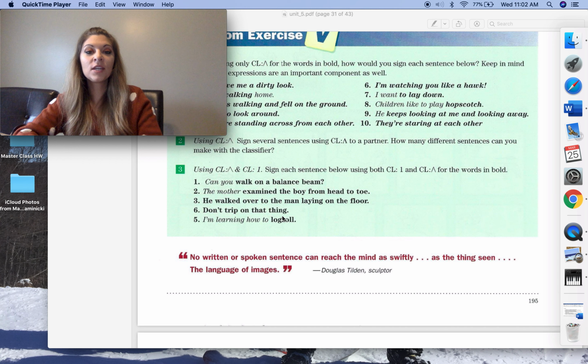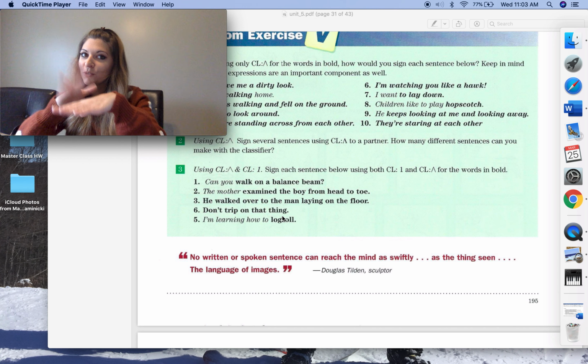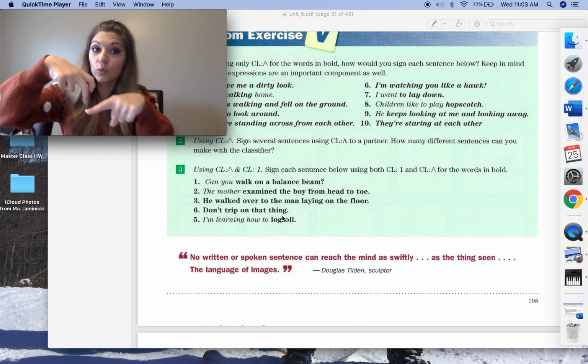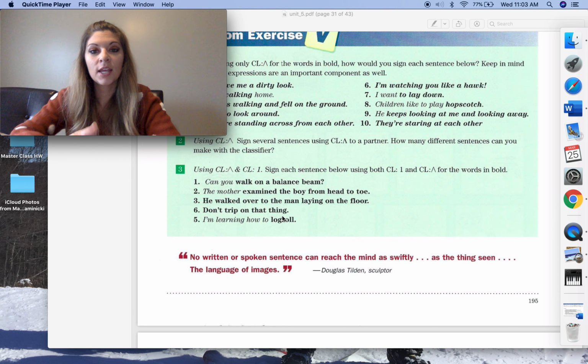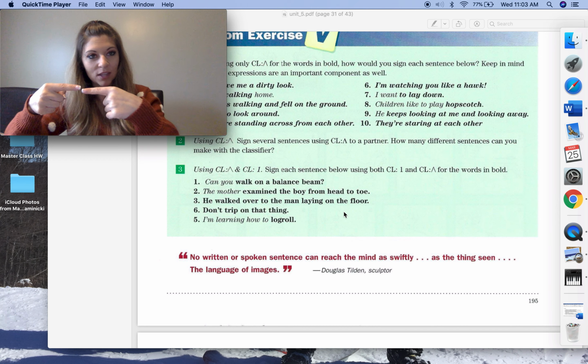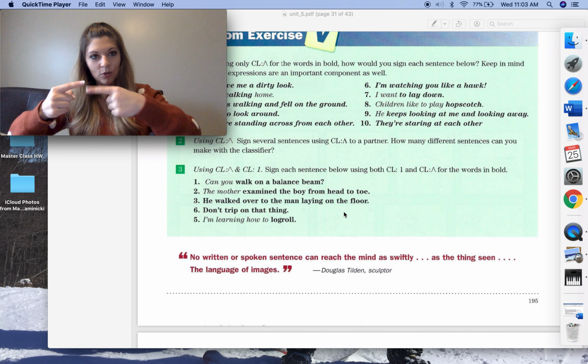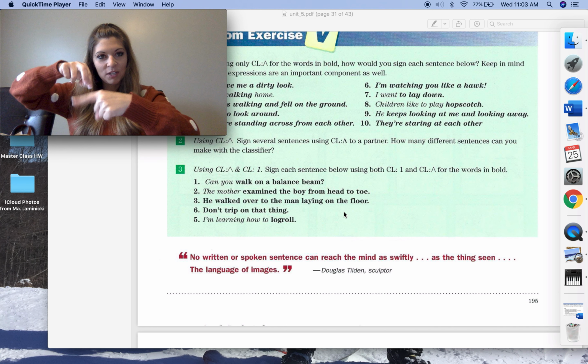Don't trip over that thing. So like warning, that sign from a long time ago. Don't forget, like, hey, that thing, don't fall over it. And then I'm learning to log roll. So the only thing I could think of is that thing at the park that, like, you know, when you hold on to the things, so it spins while you run on it.